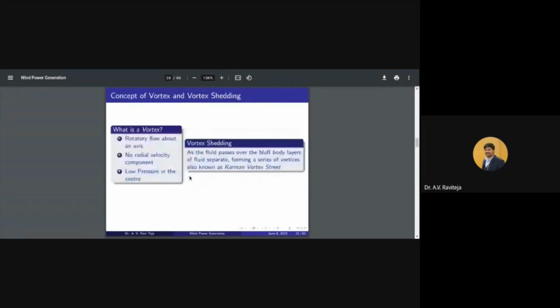So this is how a vortex works: rotatory flow about an axis, no radial flow, low pressure at the center. It will create a pressure difference from the center to the top, so that the blades will try to move up and down due to the vortices.